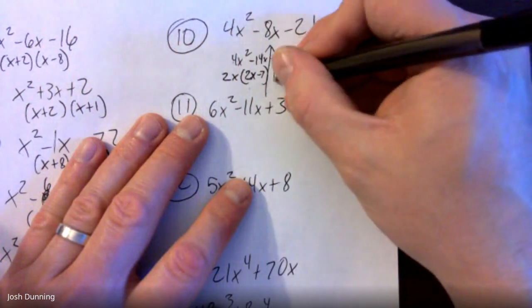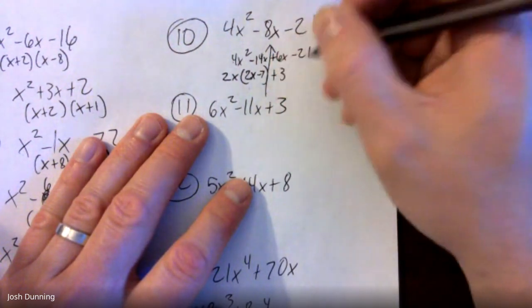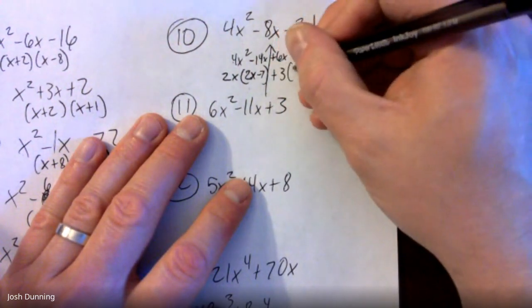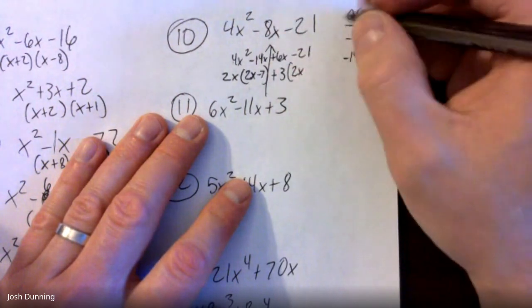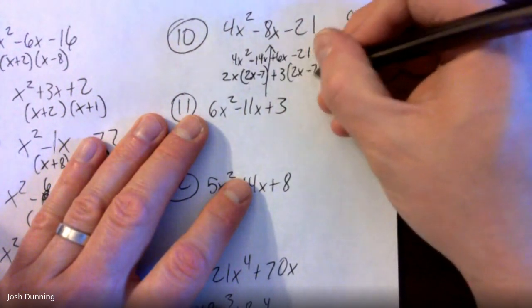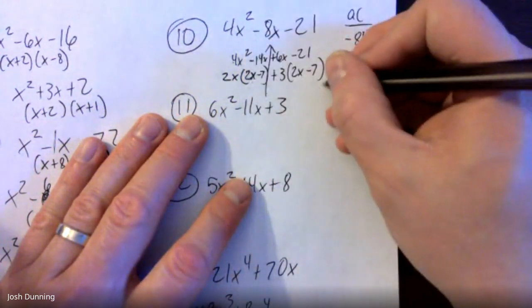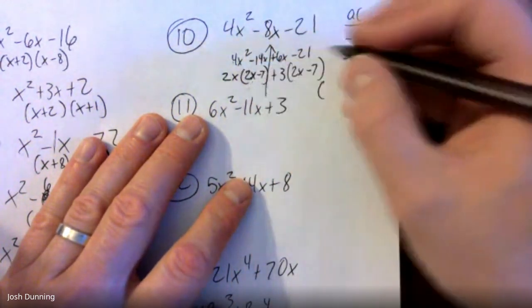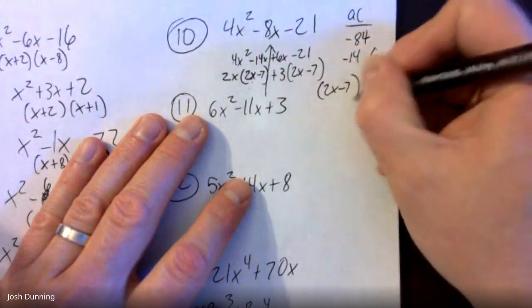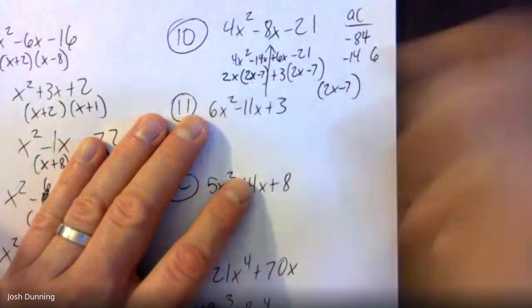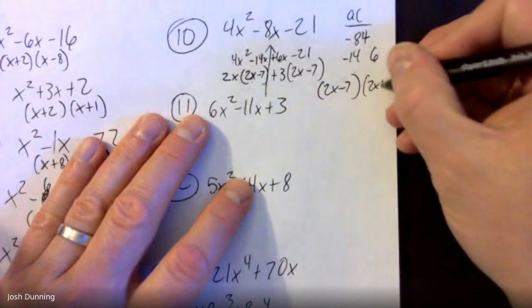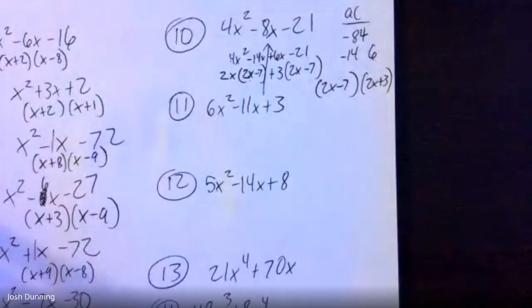Here I can divide by 3. 6 divided by 3, 2, bring the x down. 21 divided by 3, 7. Good. These match. I'll write this over here. We'll take out the 2x minus 7. You got 2x plus 3 left.